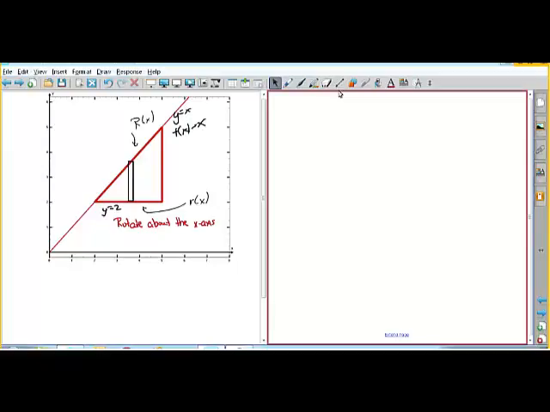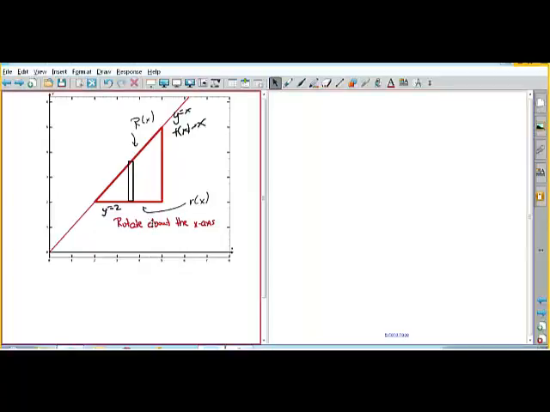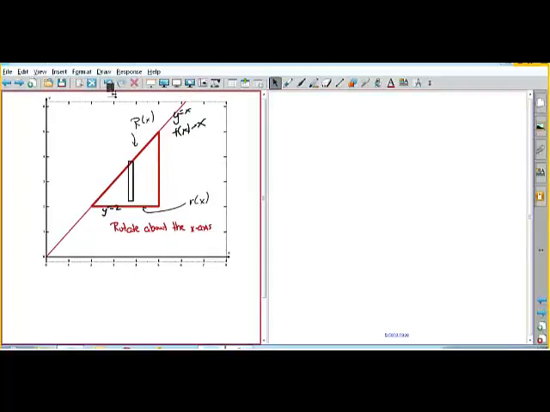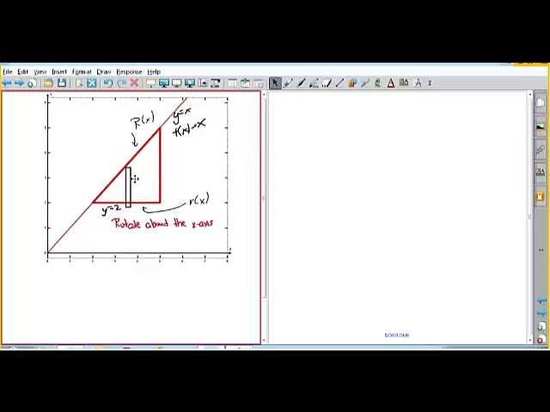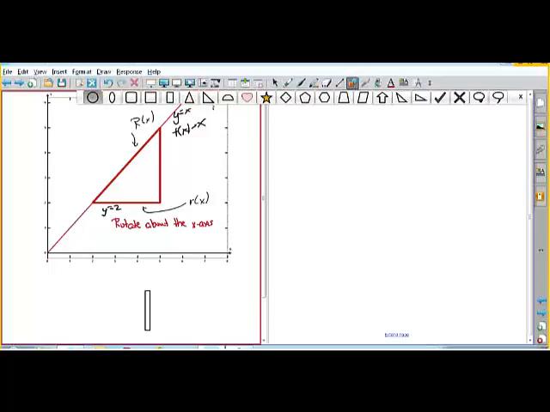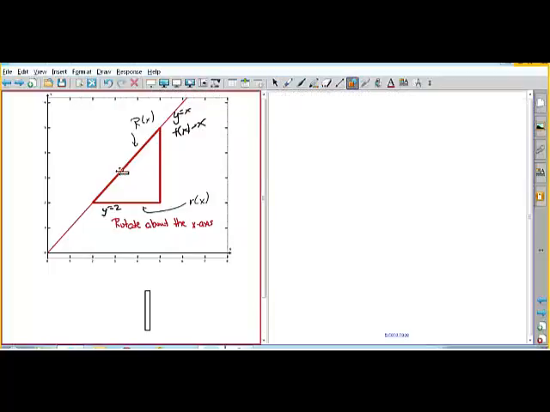So what we're going to do first is use the washer method for this problem that we did the other day. We're going to rotate around the y-axis instead of the x-axis. So instead of the rectangle being vertical, it would be horizontal like this, and we would rotate around the y-axis.